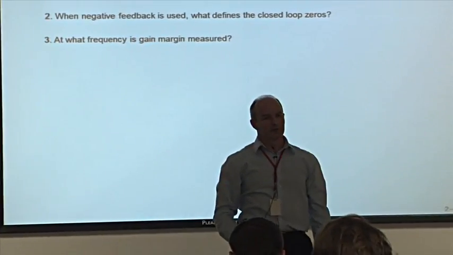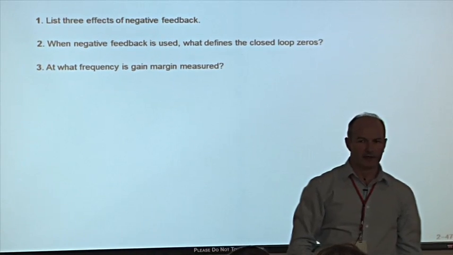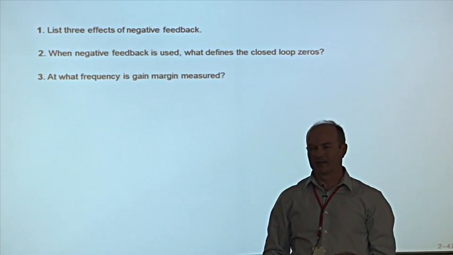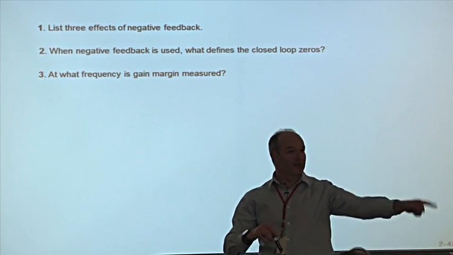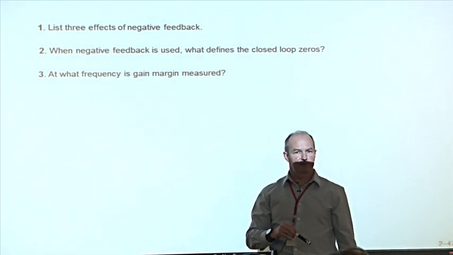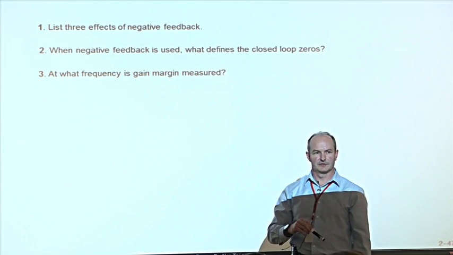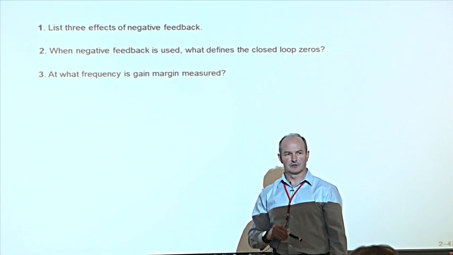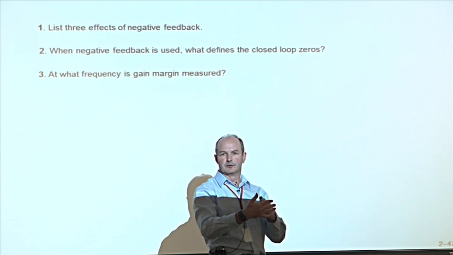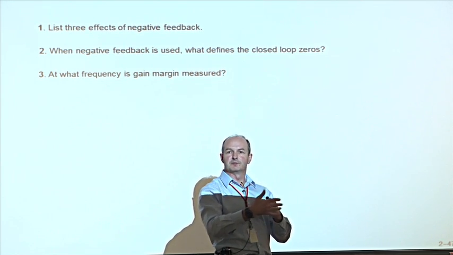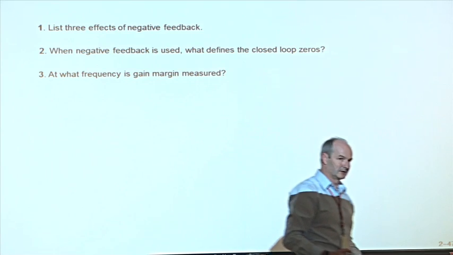At what frequency is gain margin measured? There's something specific about that frequency. What is specific about it? Gain margin, you measure it when the phase is plus or minus pi, plus or minus 180 degrees. That's the frequency. It's called the phase crossover frequency that you measure the gain margin. The gain margin tells you how much additional gain you can push into the open loop, assuming phase doesn't change, before the critical point becomes enclosed.